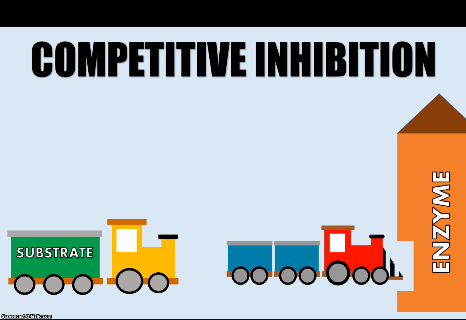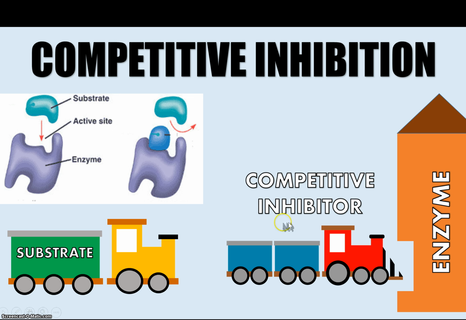Now this is different than, say, so here you have an actual diagram showing the substrate combining to the active site normally, which is on the enzyme, and here you have another molecule come in and block the substrate's way.